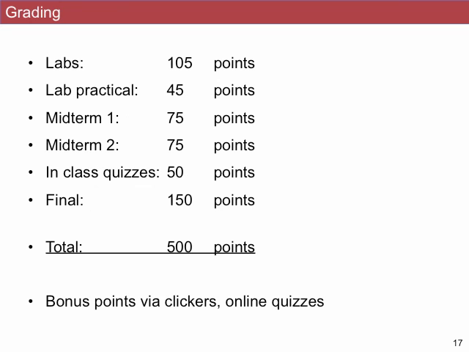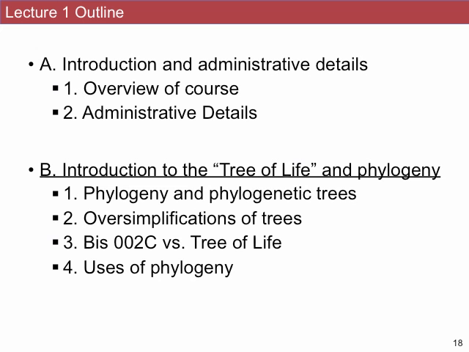So in terms of the total points in the class, this is a summary of how it's going to be balanced. The lab participation, attending and doing all the activities associated with the lab, is going to come up to 105 points, and then 45 points for a lab practical at the end of the quarter. The midterms are each worth 75 points. The in-class quizzes are worth 50 points total throughout the entire quarter, and the final is 150 points. And again, on top of all that, you have the potential to get 25 true bonus points for the course.